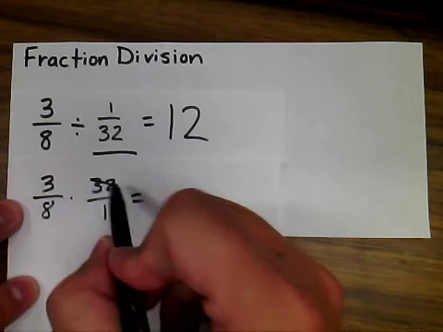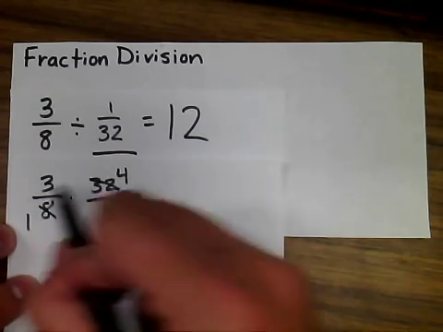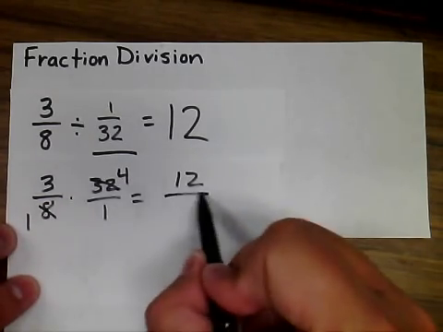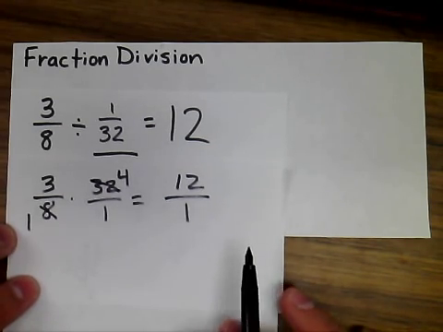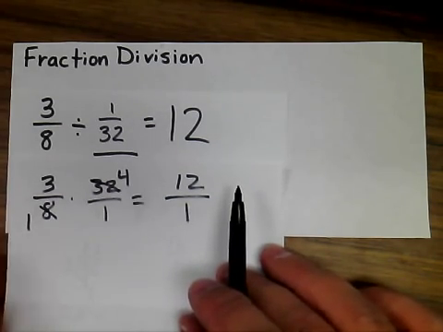And I would then cross cancel, get a 1 and a 4. 3 times 4 is 12. 1 times 1 is 1. So it's a challenging problem, but there are some problems like that on your homework, and I want you to be prepared for that.